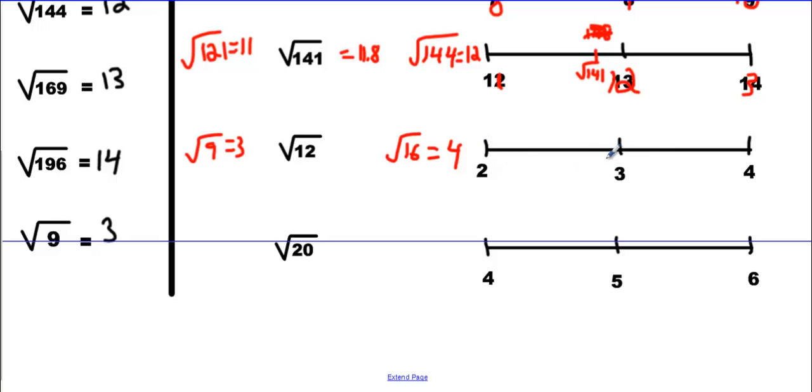So we're going to say 3 point what? Here's 3.5. I want a little bit less than 3.5. So we'll put it here, and we'll call this the square root of 12.